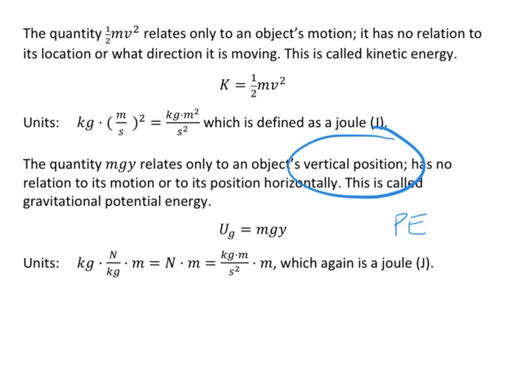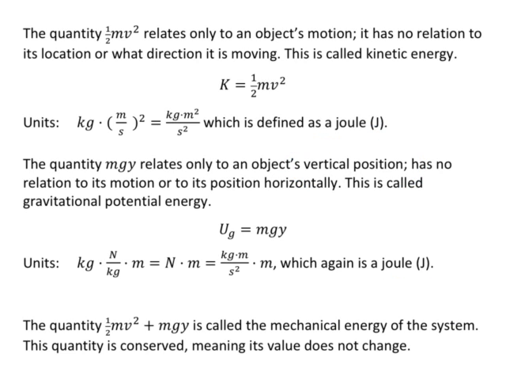We can see it by plugging in what we would normally, mass in kilograms, g in newtons per kilogram, and y in meters. But then a newton, if you think about F equals ma, a newton is a kilogram times a meter per second squared. And so it's that same value of joules. All right, so this is a very important quantity. This combination of kinetic and potential energy is called the mechanical energy of the system.